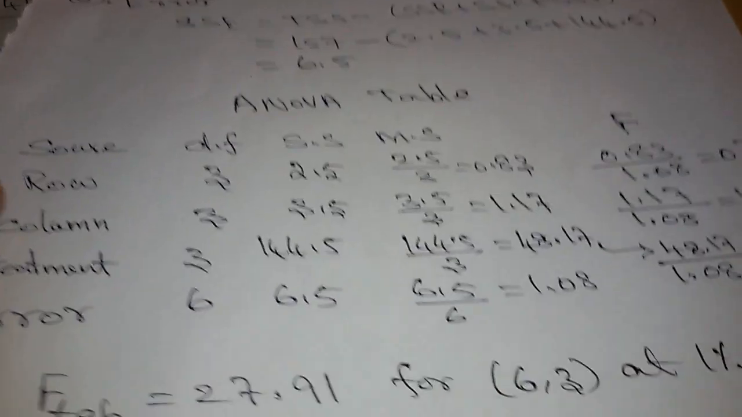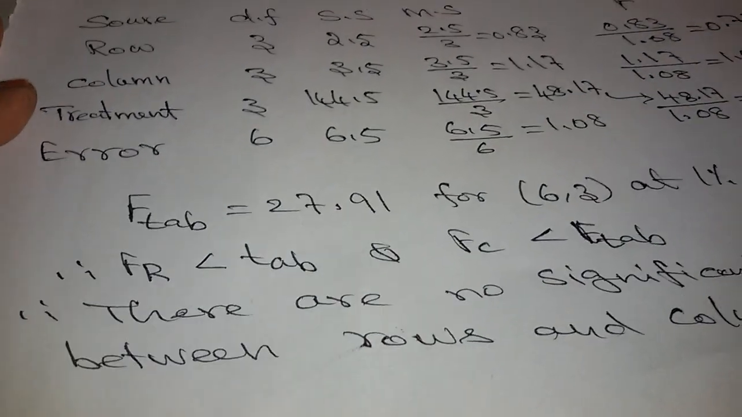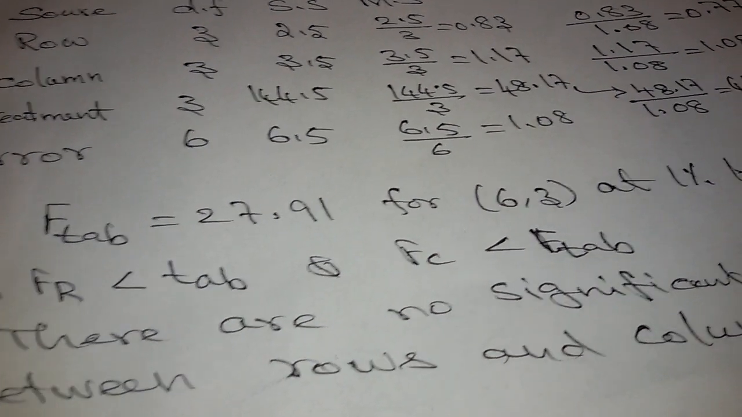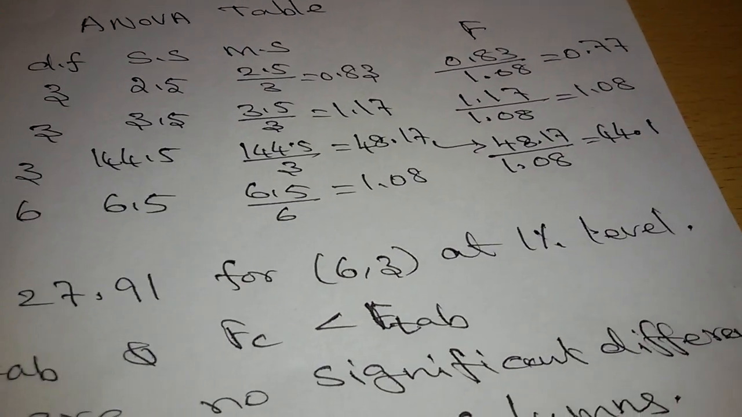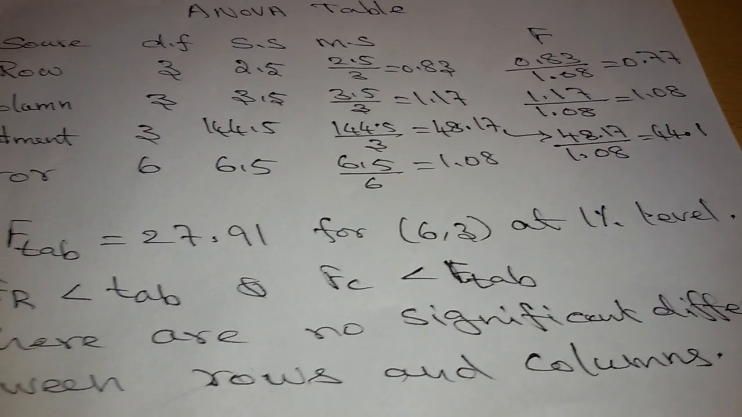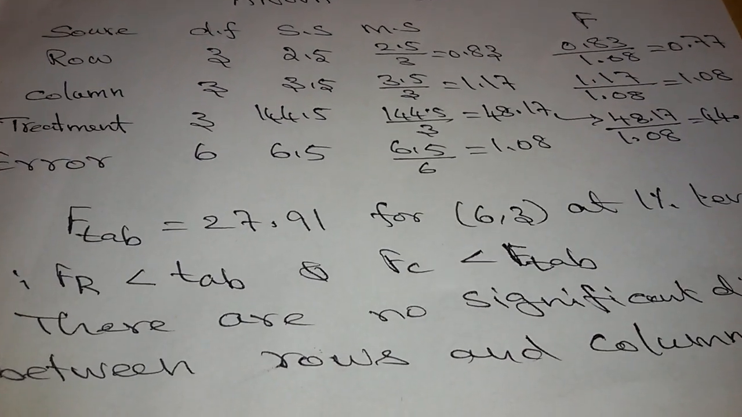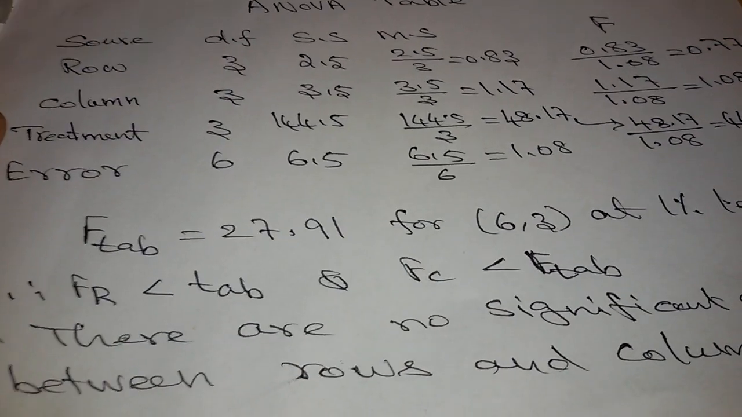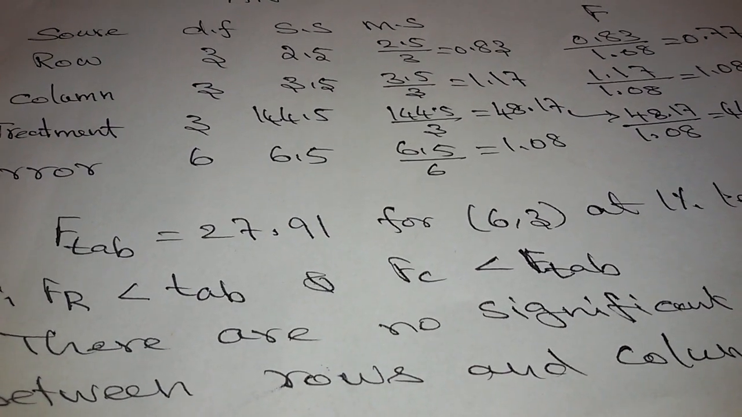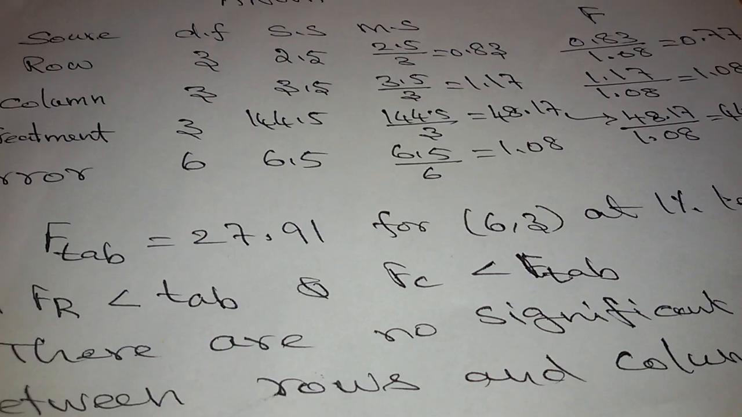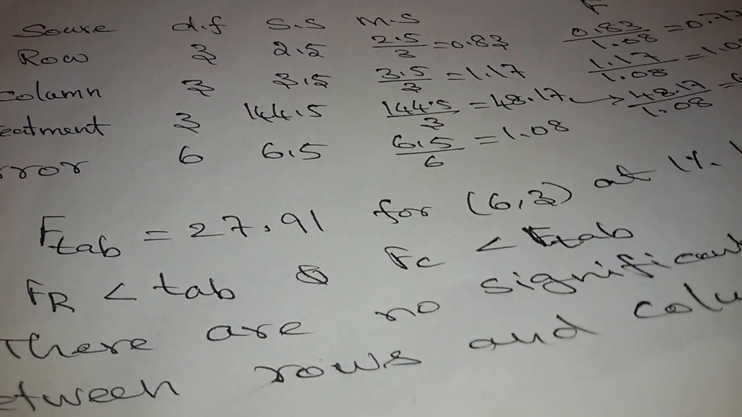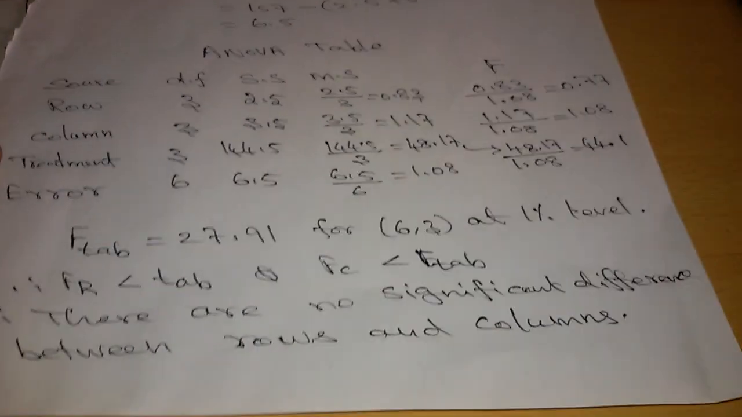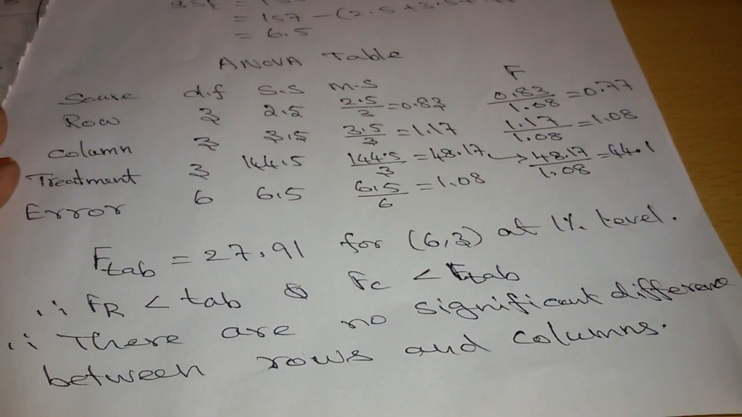Now you have to compare with the calculated value. So F tabulated is 27.91 for 6, 3 degrees of freedom at the 1% level. The F value for the rows is less than the tabulated value, and similarly FC is also less than the F tabulated value. Therefore there is no significant difference between rows and columns.